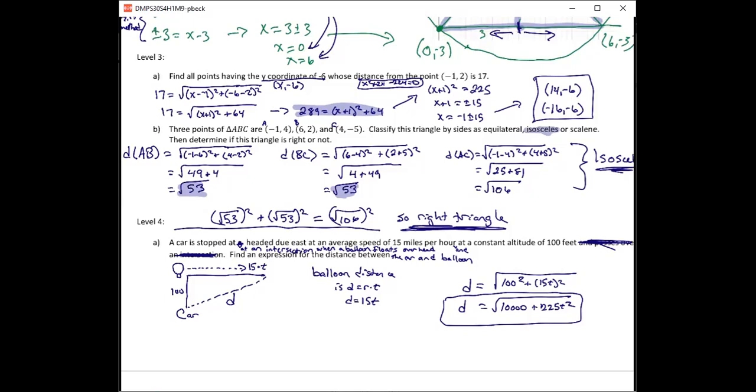So I know the problem is kind of messed up, and I apologize. I'm not sure how that translated incorrectly. But if we have a car that stopped at an intersection, a balloon floats overhead at an average speed of 15 miles per hour at a constant altitude, can we find the expression for the distance between the car and the balloon? So the question that's really being asked is, can we find the expression?